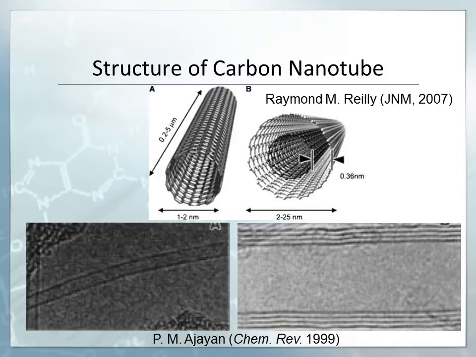Let's take a closer look at the carbon nanotubes. In general, there are two kinds of carbon nanotubes: single-walled carbon nanotubes, as shown on the left, and multi-walled carbon nanotubes on the right.